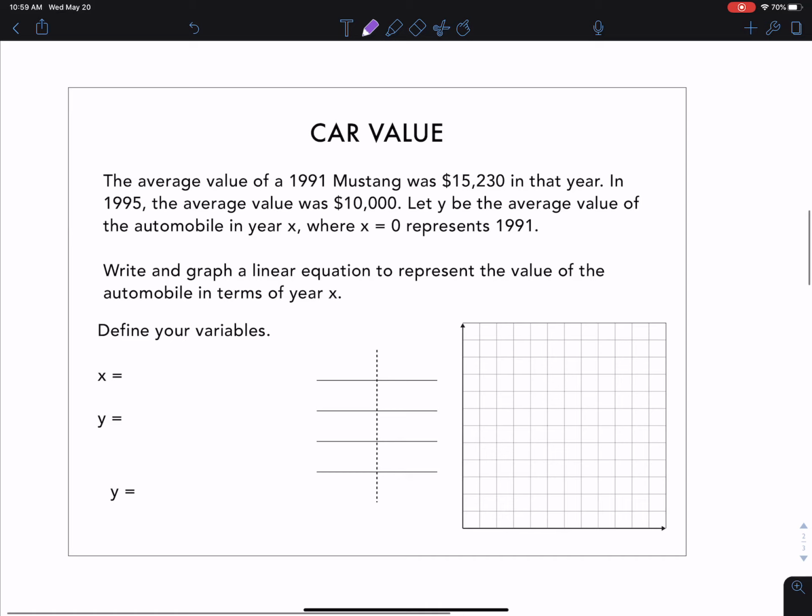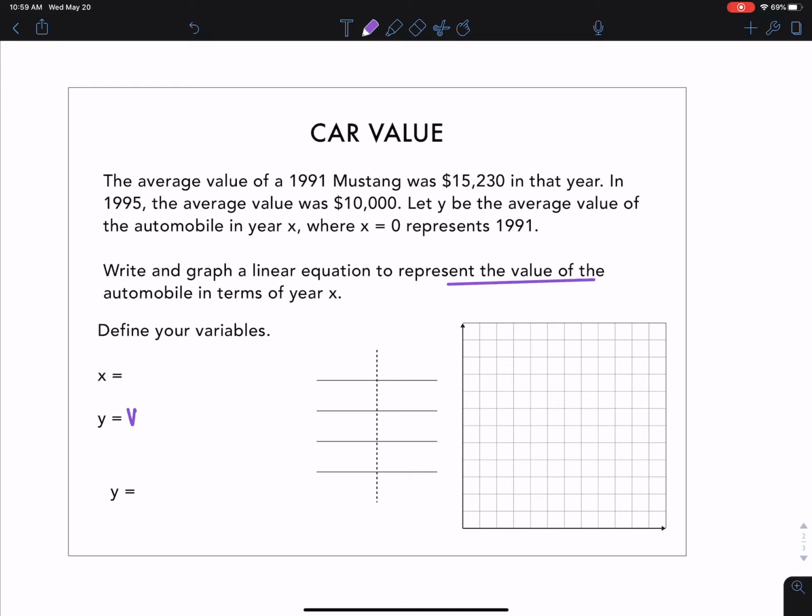Okay, so the car value is going to be very, very similar. The average value of a 1991 Mustang was $15,230 in that year. In 1995, the average value was $10,000. Let y be the average value of the automobile in year x, where x equals 0 represents 1991. So in this case, we want to write and graph a linear equation that represents the value of the automobile.